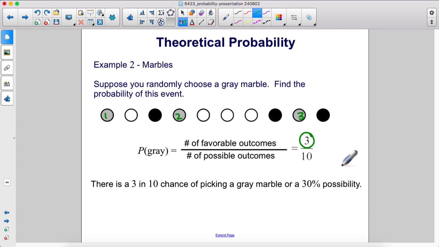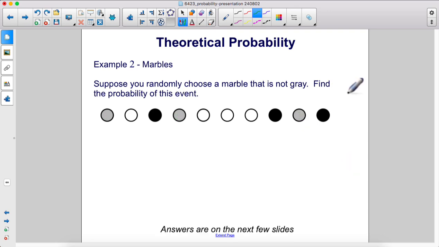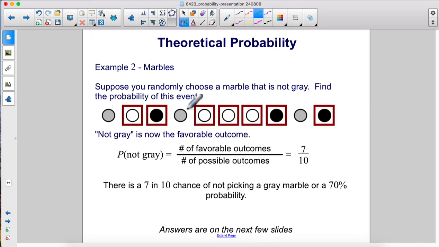30% possibility. Suppose you randomly choose a marble that is not gray. Find the probability of this event. So that would be either a white or a black marble. Not gray is now the favorable outcome. So of the 10 marbles, 7 of them are not gray, right? 4 of them are white, 3 of them are black. The 7 of these are all not gray. Therefore, there are 7 favorable outcomes out of a possible 10 outcomes. Therefore, there is a 70% chance of picking a marble that is not gray.